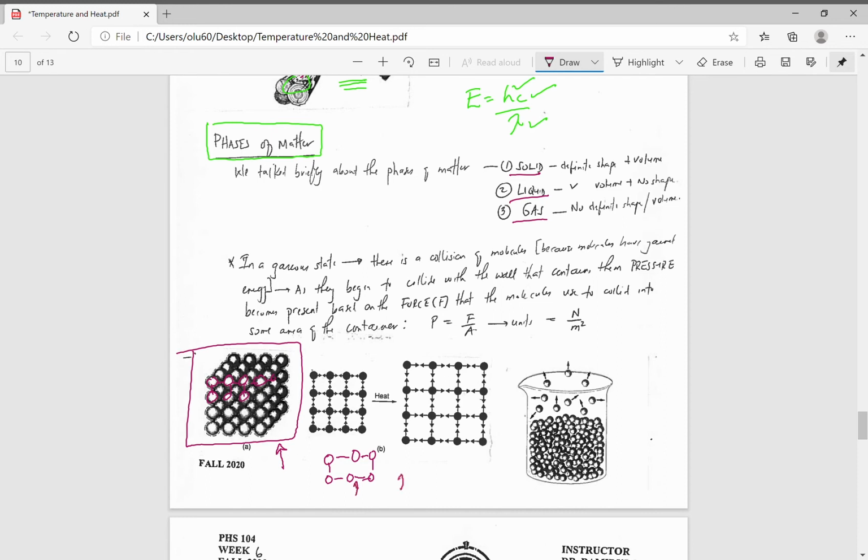And as you continue to increase the heat, it'll go from a liquid phase to a gaseous phase. The reason is that the bonds have now broken. These molecules have been liberated because the bonds have been broken. You can see that here, where the molecules are free. Based on the energy they've been receiving from the heat, these molecules begin to impinge on the wall, and in doing so, you're creating some kind of pressure. That pressure can be denoted as force divided by area: P equals F over A.